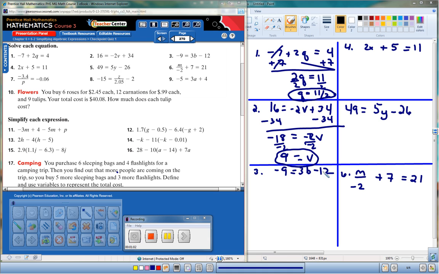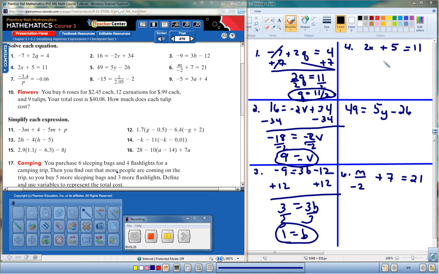Number 3, 3b minus 12 equals negative 9. Add 12 to both sides. Negative 9 plus 12 is 3. 3b equals 3. Dividing both sides by 3, b equals 1.